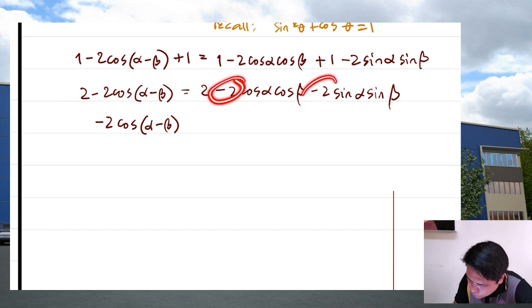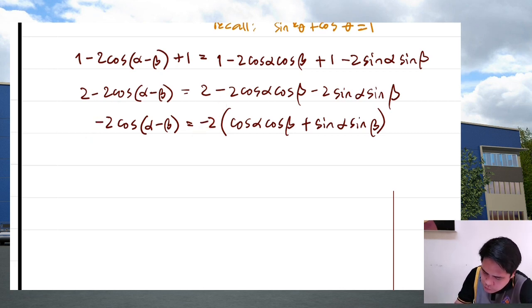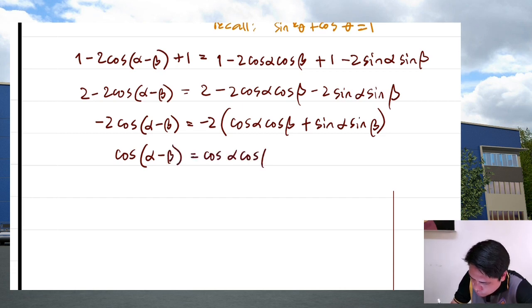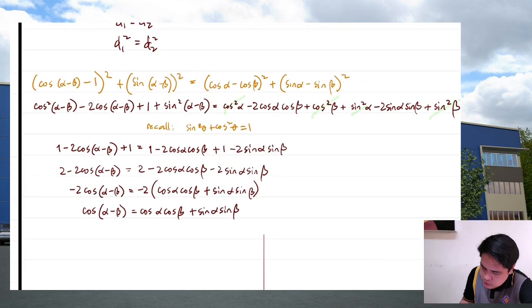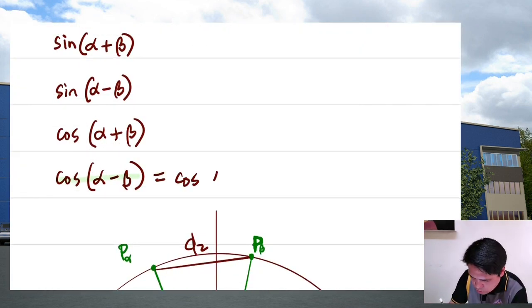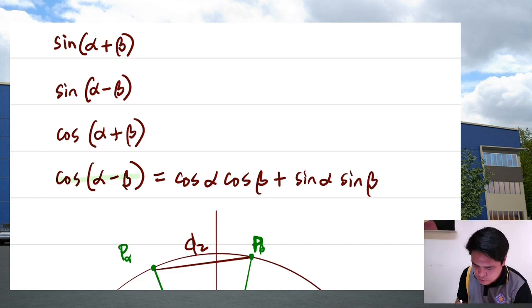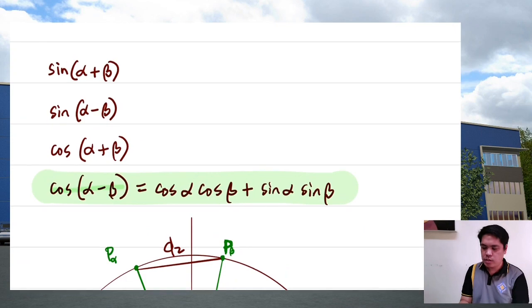And from here we could factor out negative 2. So that's negative 2 cosine alpha cosine beta plus sine alpha sine beta. So we could cancel out negative 2 from both sides. So we'll have cosine alpha minus beta is equivalent to cosine alpha cosine beta plus sine alpha sine beta. So this is now our first identity na na-derive. So let's write it here. So this is now equal to cosine alpha cosine beta plus sine alpha sine beta. So this is our first identity for the sum and difference you need to memorize.